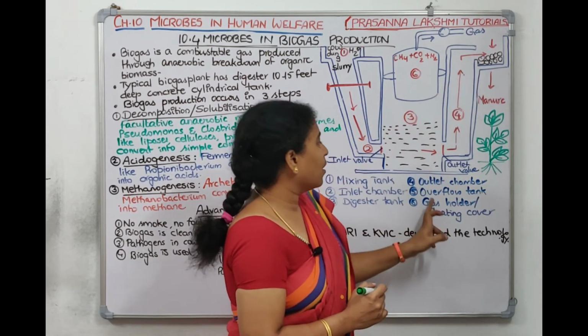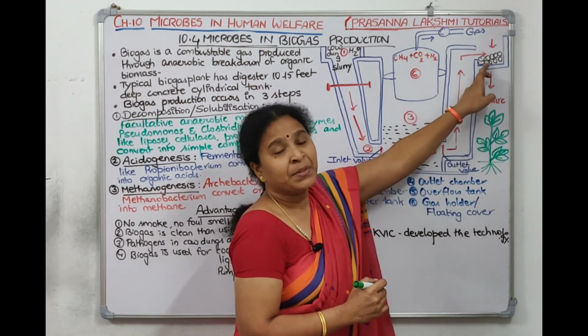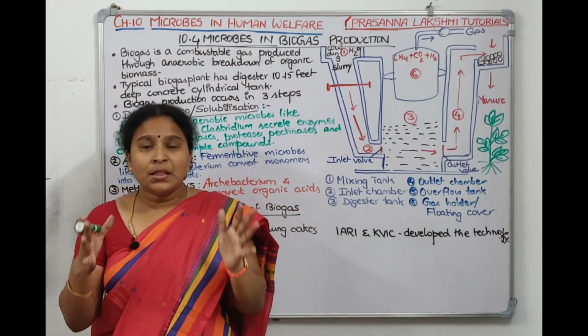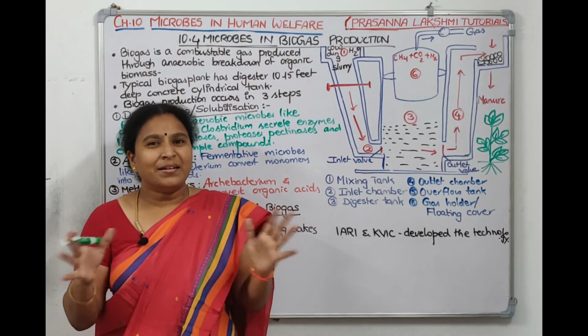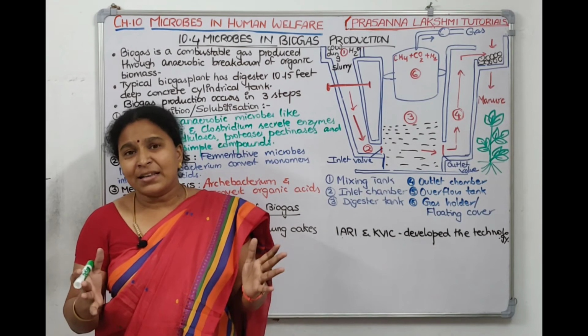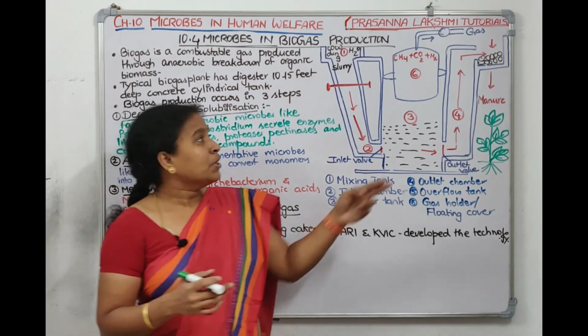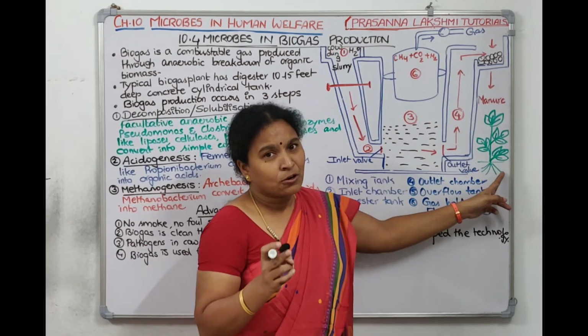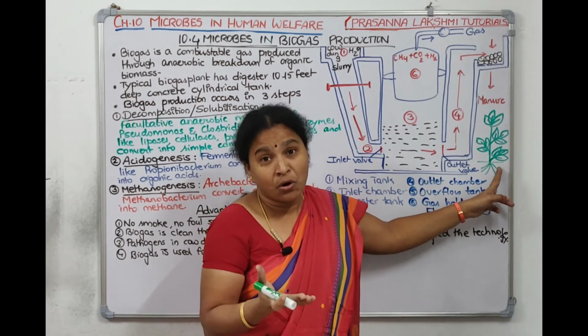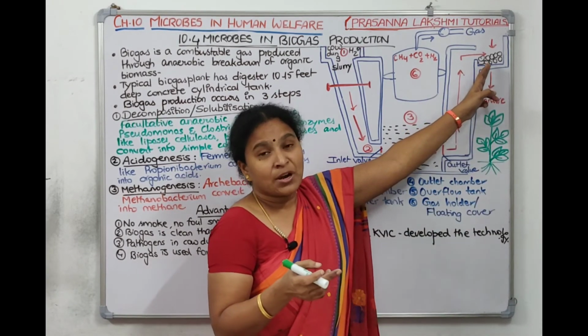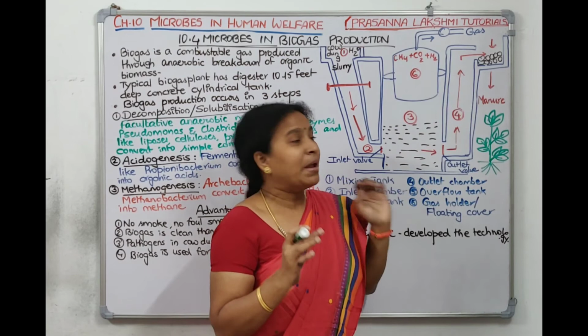Now what is this called? This is called the overflow tank. Here it gets collected. In the overflow tank we dry that material. After drying it up, we can use it in our agricultural fields. It acts as a good manure. This one which you are drying up acts as a good manure.